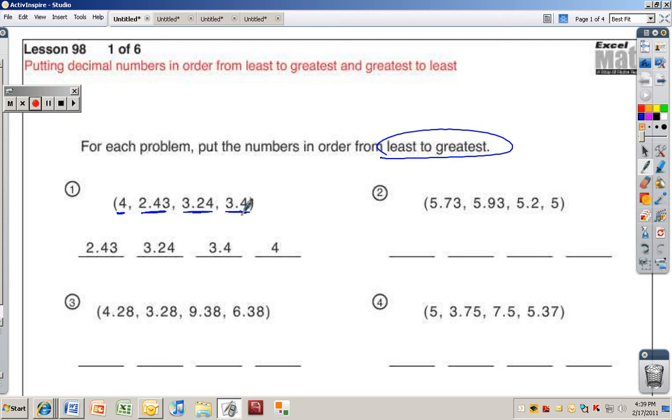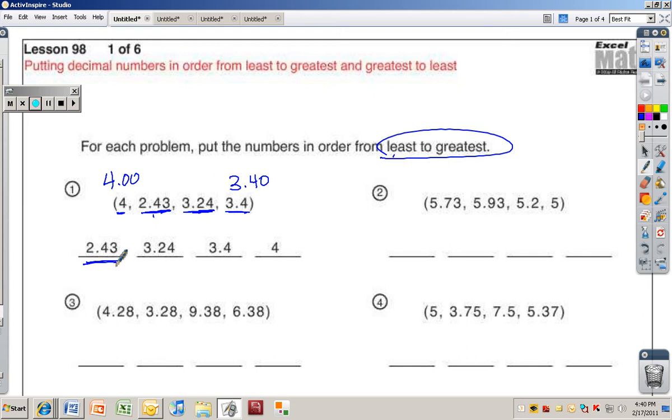Now in order to compare these, it's a little bit easier if each number has the same number of digits after the decimal point. So the number 4, I can call that 4.00. 2.43 already has two numbers after the decimal point. 3.24 has two numbers after the decimal point. And 3.4 could be called 3.40, so that it also has two numbers after the decimal point. Now which one of these is the smallest, because we're going from least to greatest?